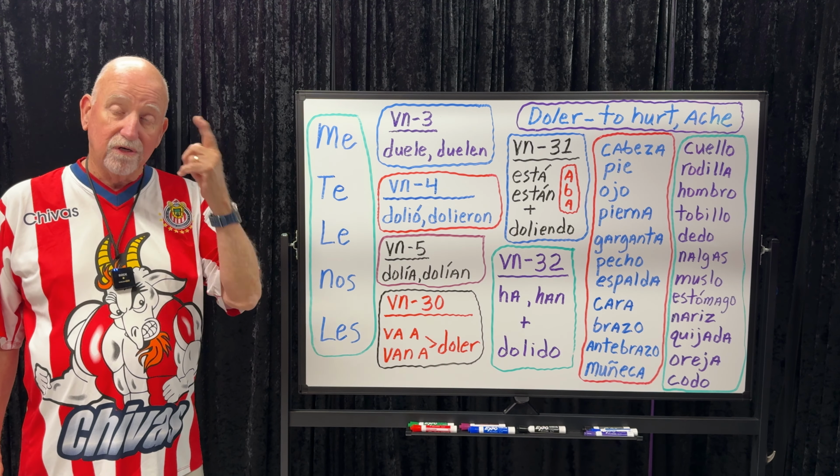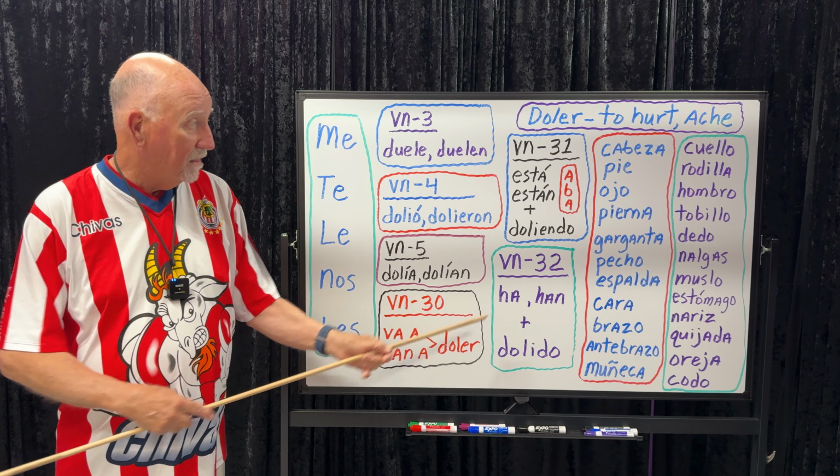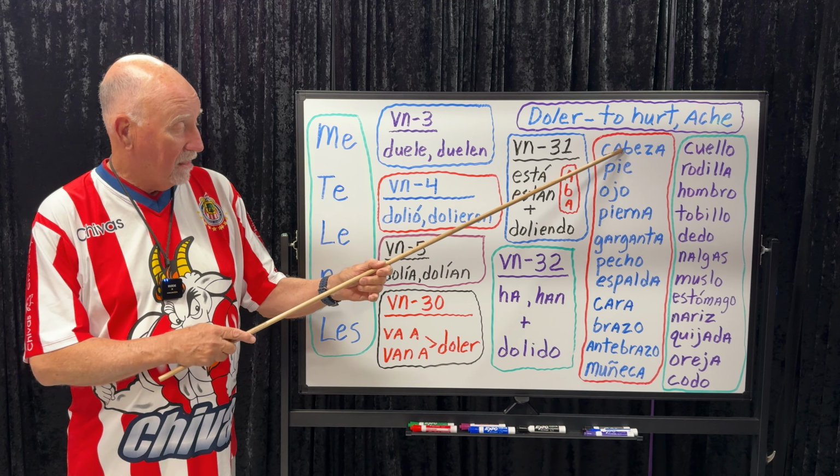Your head's going to hurt. You're going to get a headache. Te va a doler la cabeza. You're warning someone. You're going to eat all that Halloween candy and get sick to your stomach. You want to say your stomach's going to ache. Te va a doler el estómago. Right? Someone's in the ring taking a lot of shots, sparring. Woo! His head's going to ache. Le va a doler la cabeza.